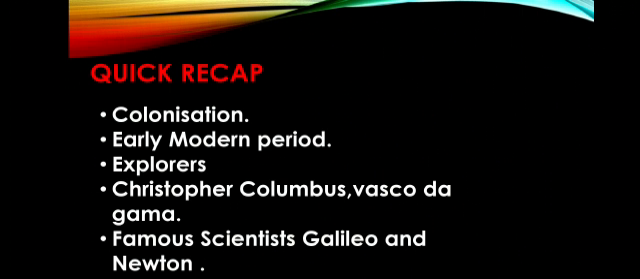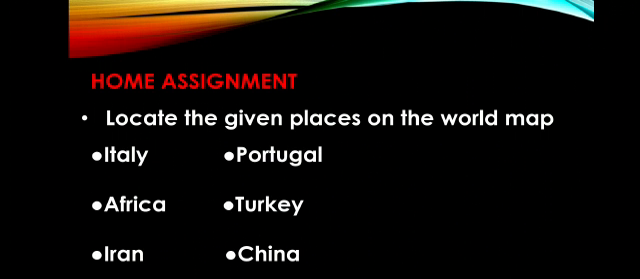Let us have a home assignment, children. You have to locate the given places in the world map. In paper 2, mostly you have to be thorough yourself in a world map. So today's homework is you have to locate these places: Italy, Portugal, Africa, Turkey, Iran, and China.